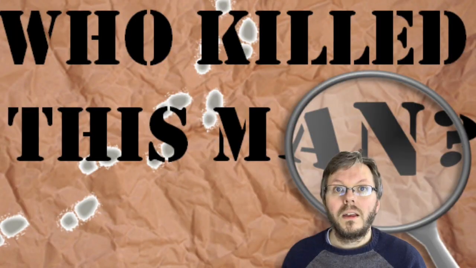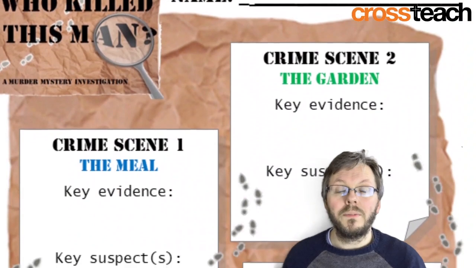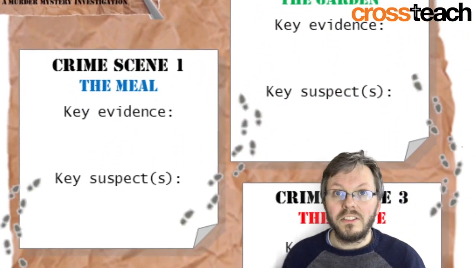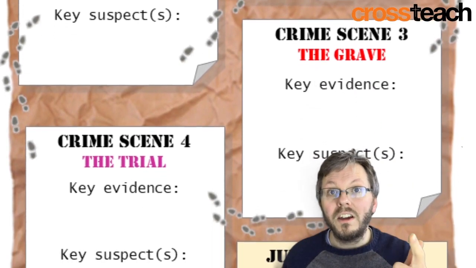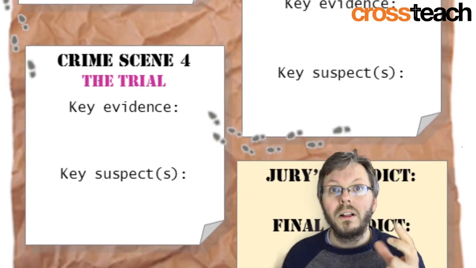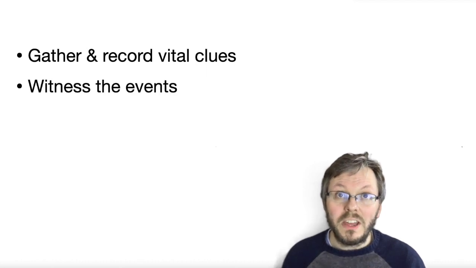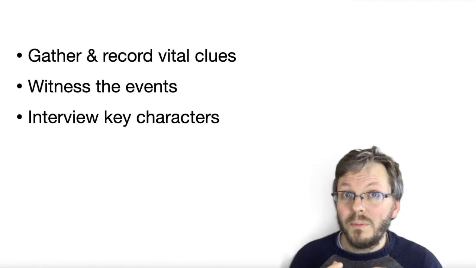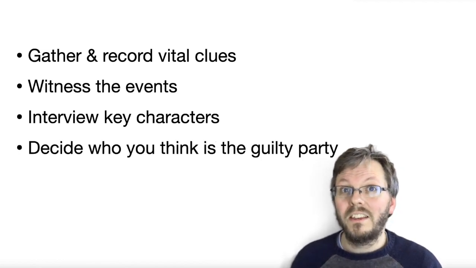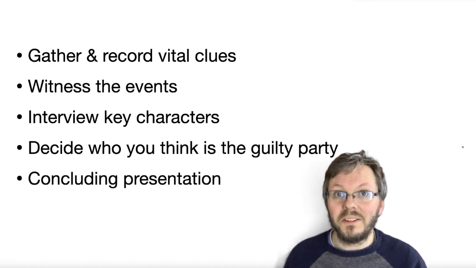mystery. A victim has been killed, and pupils must visit these 4 key crime scenes to witness the key events surrounding the victim's death. The victim's last meal with his friends, the garden, the trial, and the tomb. The pupils will gather and record vital clues as they witness these events, and they get to interview some of the key characters. Afterwards, the pupils get to decide and vote on who they think is the guilty party. And then there's a presentation that includes a shocking twist in the tale.